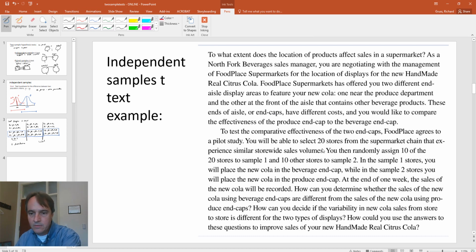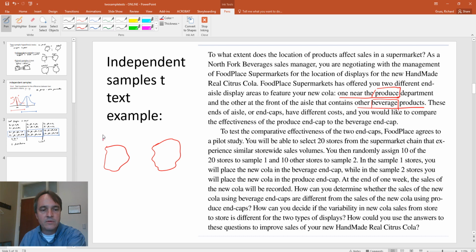So we've got one end cap near the produce department, and the other at the front of the aisle that contains the other beverages. Basically we've got a produce end cap and a beverage end cap, and we want to see, do sales differ significantly? So we've got this classic independent samples issue where we've got two distinct populations: the produce end cap sales and the beverage end cap sales. And we want to know, is this mean significantly different from this mean?